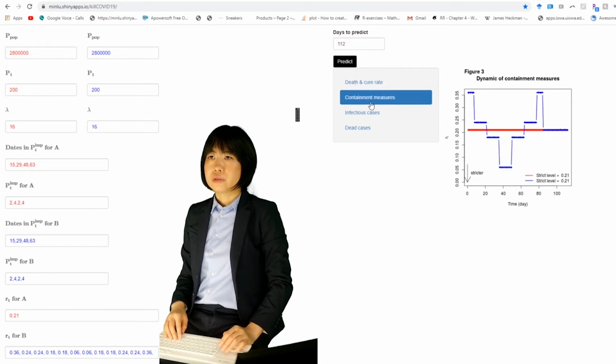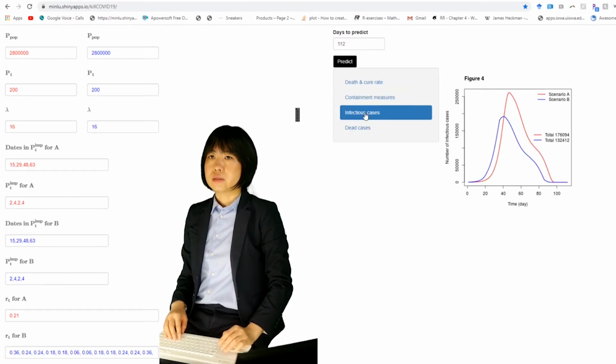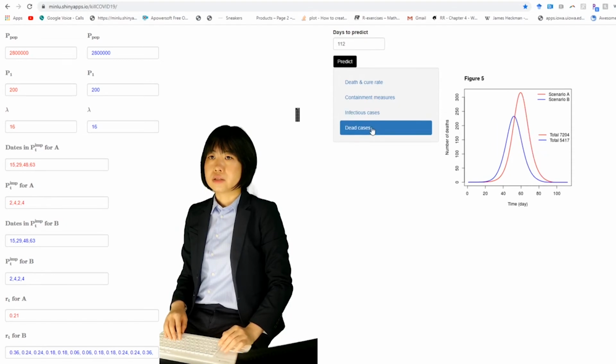The only difference is containment policy, where you can see that overall the two scenarios have the same street level. However, scenario A has a constant street level, whereas in scenario B the street level is adaptive. Then you can say that in scenario B, adaptive policy achieves fewer infectious cases and fewer death cases.